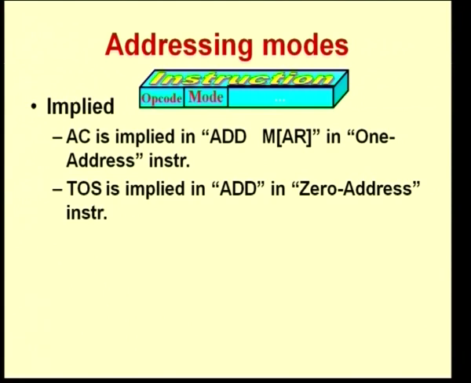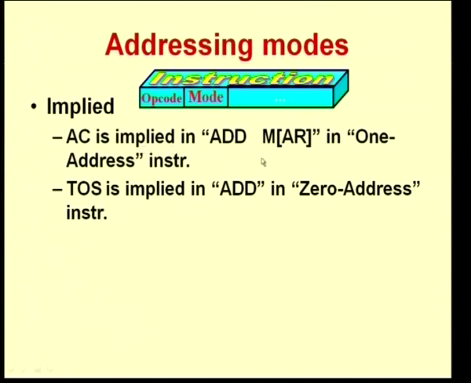Okay. So, now let us look at the different addressing modes. We will start with some of the simple addressing modes first. The first addressing mode that we will look at is what is referred to as implied addressing mode. Now, we have already referred to this when we looked at different types of instructions, especially one address instruction and zero address instruction formats.